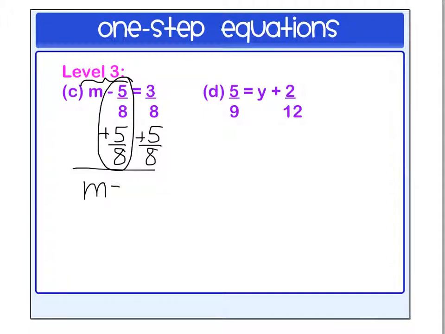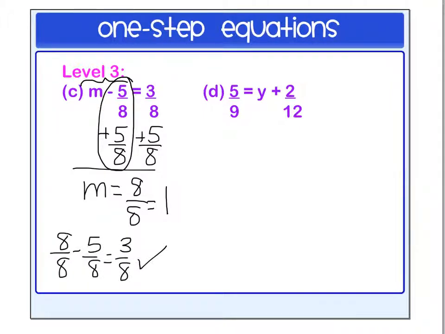And M equals, now 3/8 plus 5/8 gives me 8/8, which is the same as 1. If I plug that back in, 8/8 minus 5/8 does give me 3/8, so that does work out. Problem D takes a few more steps, and we're going to go through those right now.